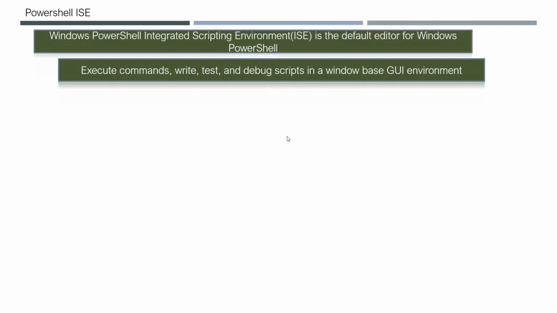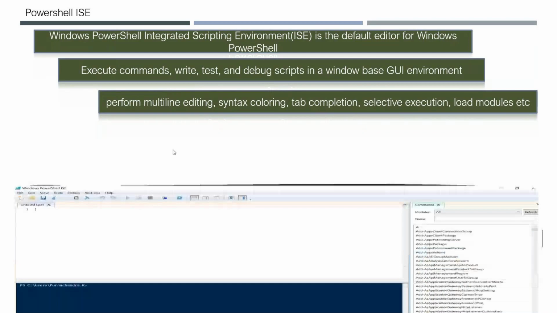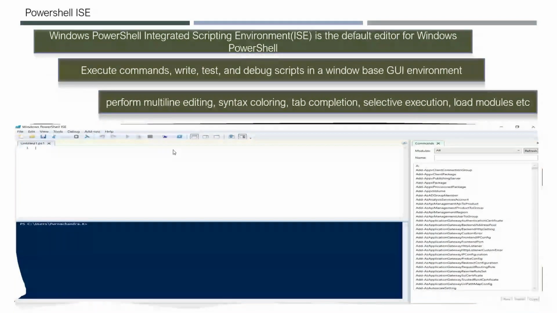The way you are working in Visual Studio for writing .NET code, the way you are using Eclipse for writing Java code, you can do the same thing in Windows ISE for writing PowerShell scripts. This is your Windows PowerShell ISE, basically. Let's go ahead and try to use it.